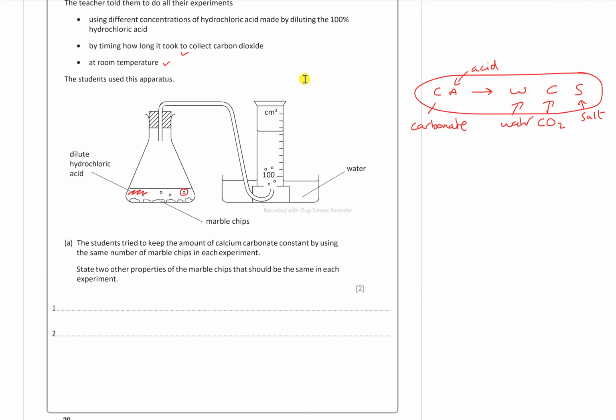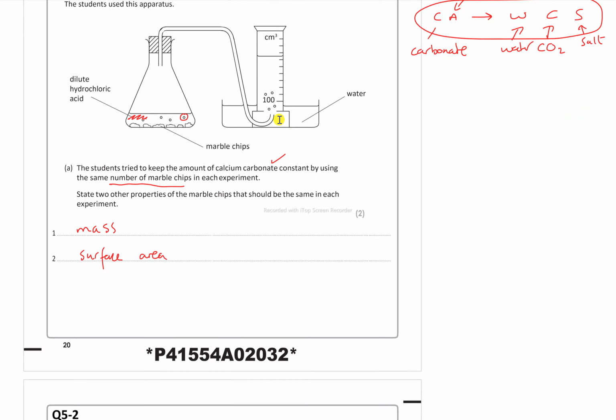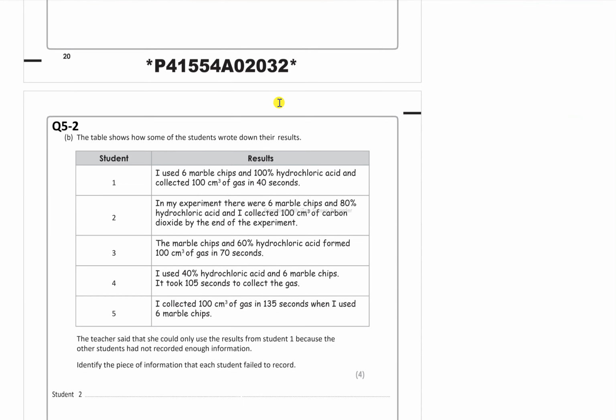The student tried to keep the amount of calcium carbonate constant by using the same number of marble chips. State two of the properties that should be right. Right, not only the same number, but the same overall mass and the same surface area. Okay, so they will affect the overall reaction. Now let's keep moving on.